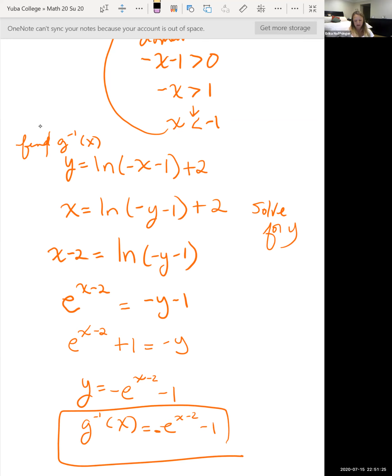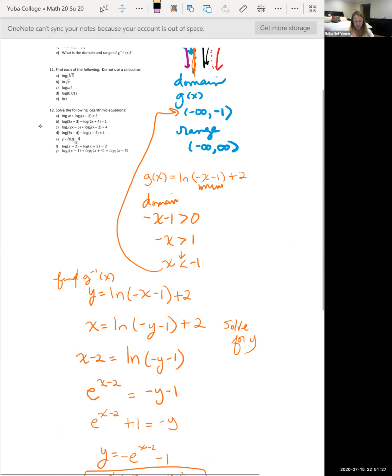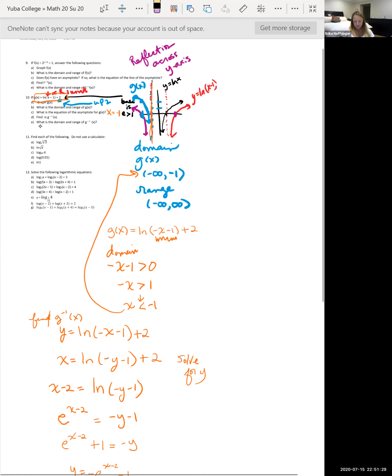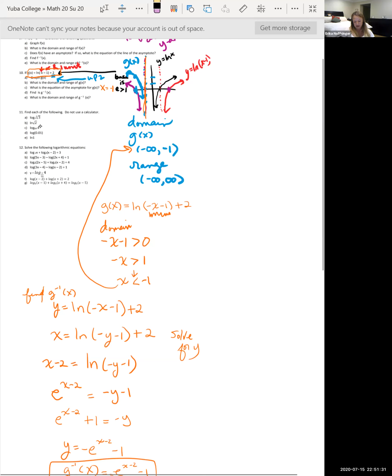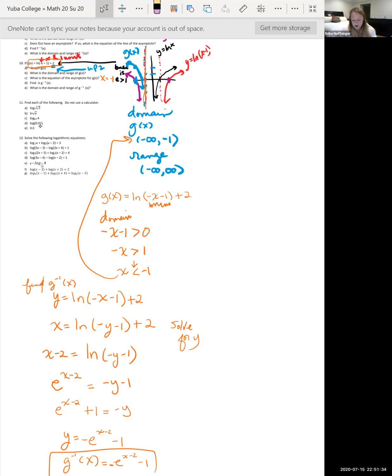And so from there, we can graph it. We can graph it by plotting points and doing shifts. But if you've already graphed the function and you want to graph the inverse function, remember we can use properties of graphs of functions and their inverses. All we'd have to do is swap our x and our y values.